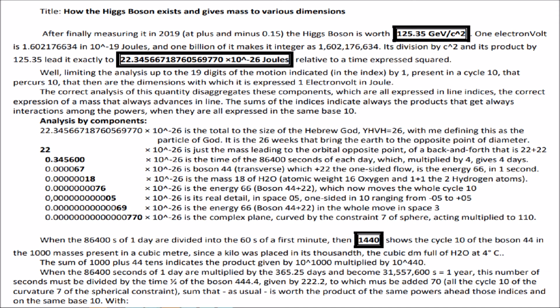When the 86,400 seconds of one day are multiplied by the 365.25 days, and become 31,557,600 s equals 1 year, this number of seconds must be divided by the time 1/2 of the boson 444.4, given by 222.2, to which must be added 70. All the cycle 10 of the curvature 7 of the spherical constraint, sum that as usual is worth the product of the same powers ahead those indices and on the same base 10.